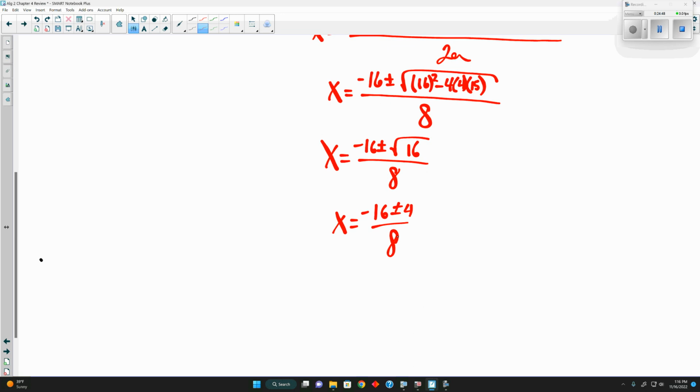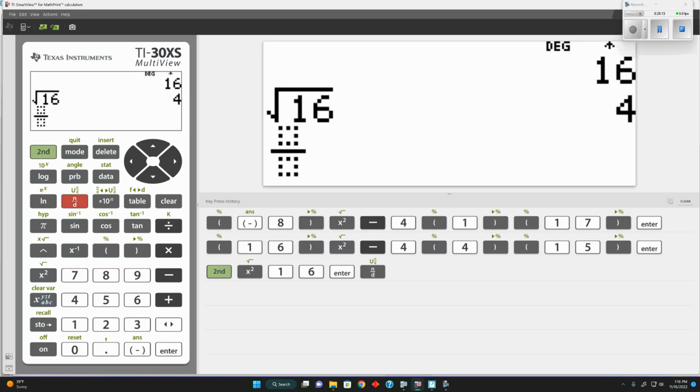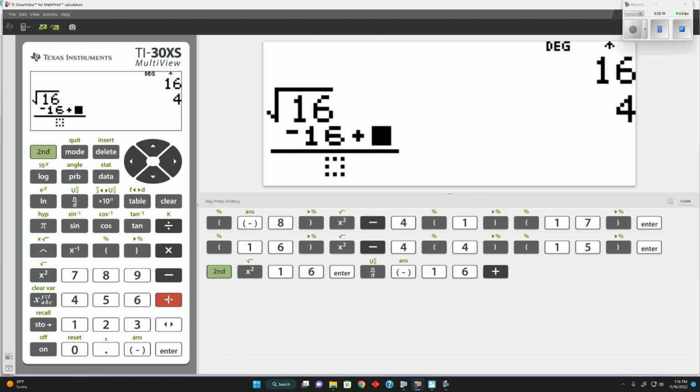Do we have any radicals left? Do we have any terms with i? So that means we can actually simplify this. So we'll have negative 16 plus 4 over 8 and negative 16 minus 4 all over 8. Both of these are going to have a solution. Now at this point here, I would grab the calculator. Fraction, negative 16 plus 4 over 8, and hit enter. Negative 3/2.